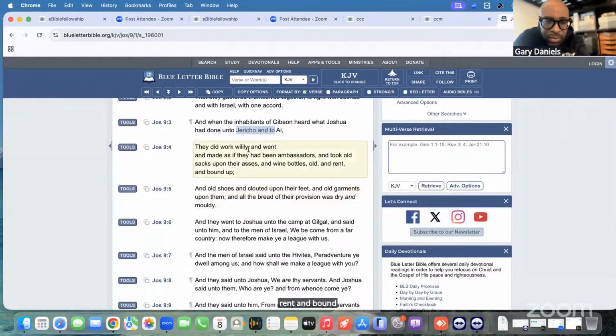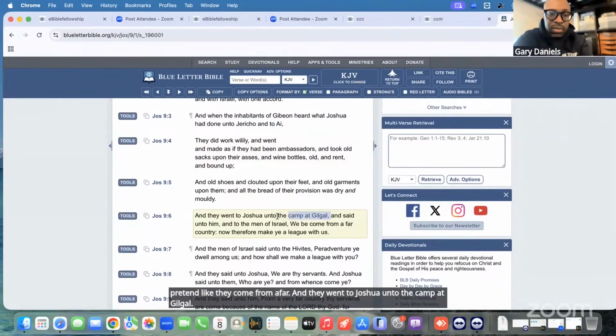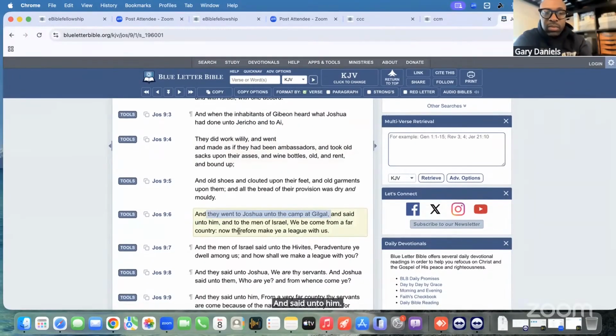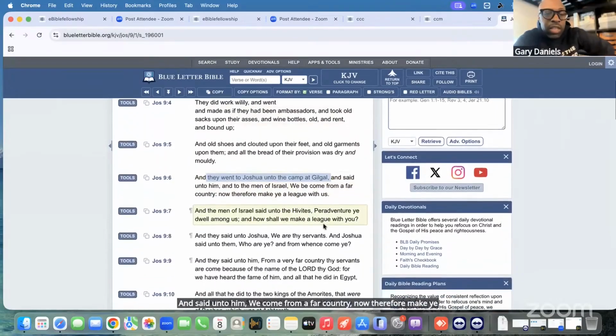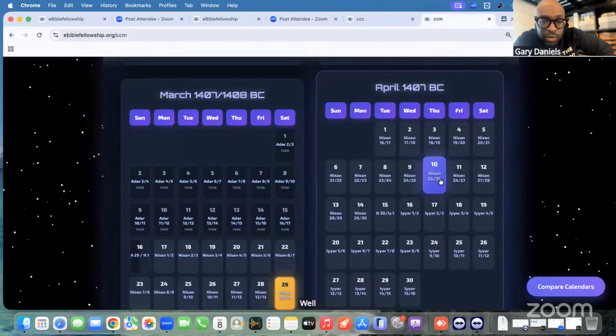So this is when the men of the Gibeonites come and pretend like they come from afar. And they went to Joshua unto the camp at Gilgal. So Joshua is still at Gilgal here, and said unto him, We come from a far country, now therefore make ye a league with us. Would this be Friday morning? Well, they hung them on this evening, right? On the 10th. Took it down, yeah.